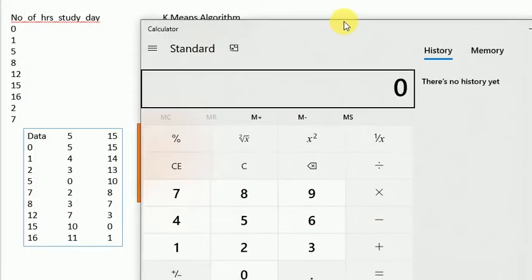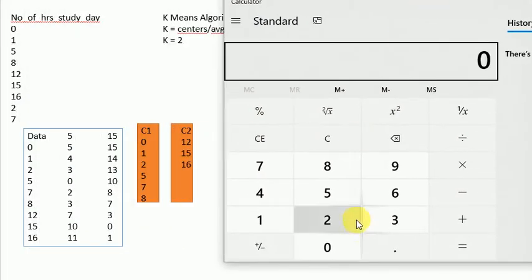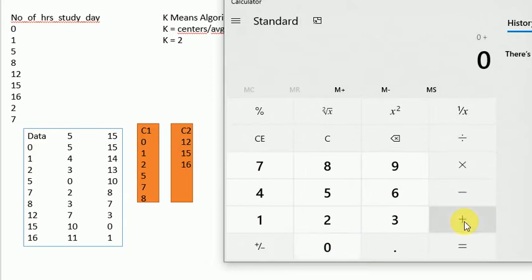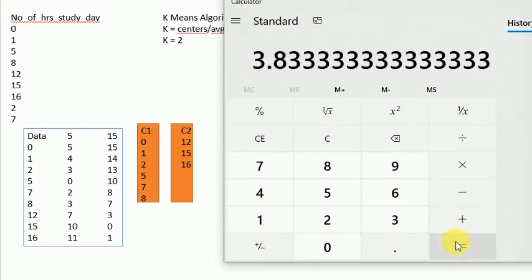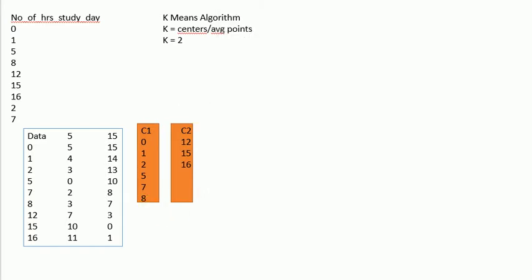Okay, so here in group 1 we have 0 plus 1 plus 2 plus 5 plus 7 plus 8, and the sum is 23, and the total number of values, 0, 1, 2, 5, 7 and 8, is 6. So divide by 6, total 6 values we have. So the value comes as 3.83. So the mean here we have is 3.83.